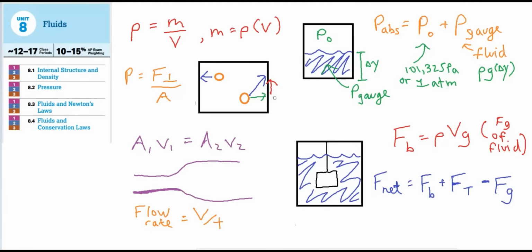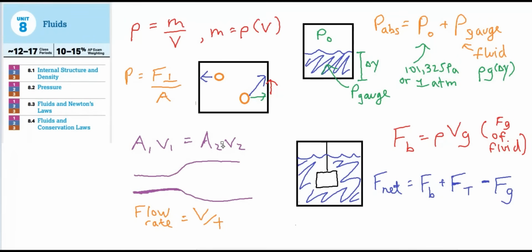Now, when we have fluids that are flowing through pipes, the flow rate is the volume per time. We'll say this has a constant flow rate, so the same amount of volume is going through per time. So as you can imagine, if we have the same volume of, we'll say, water, then it would definitely have to move faster through here. So we would have a small area and a large velocity.